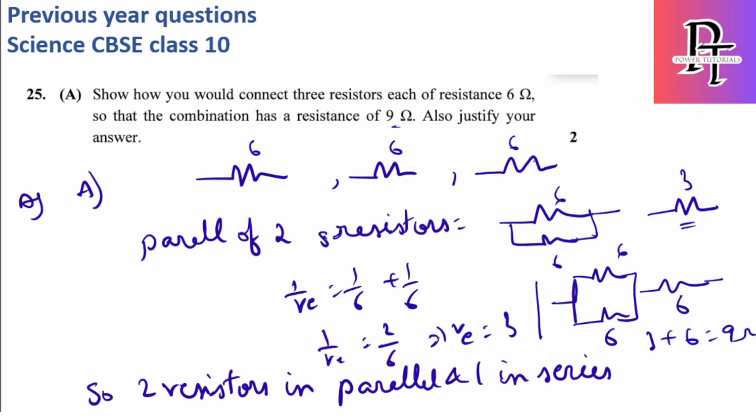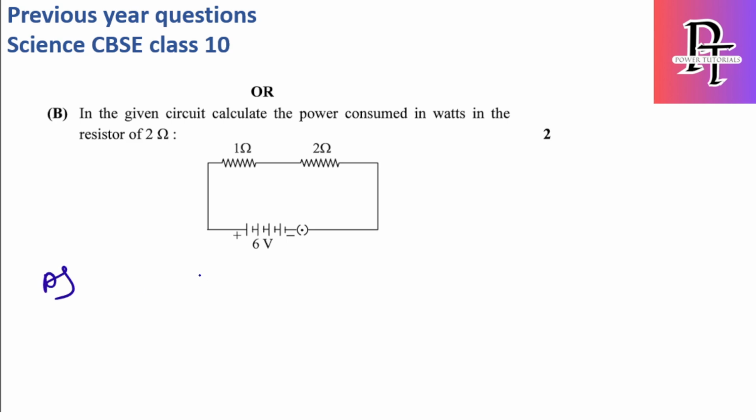Okay, let's solve the B question. In the given circuit, calculate the power consumed in watts by the resistance of 2 ohms. So they are asking for the power of this one. Okay, so for power we have two formulas. Power is equal to VI or I square R. So either just find the current, then I square R will give you the final answer.